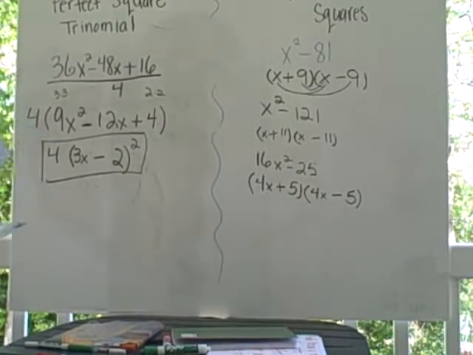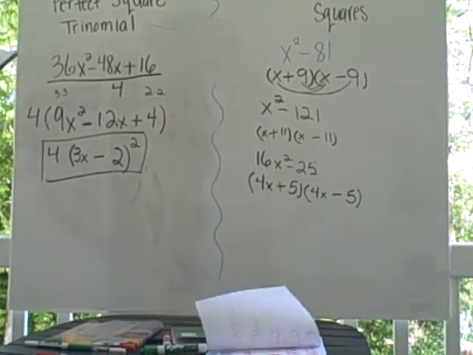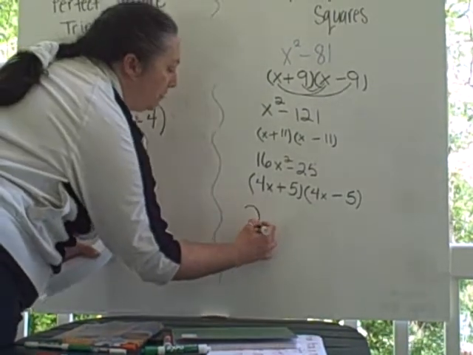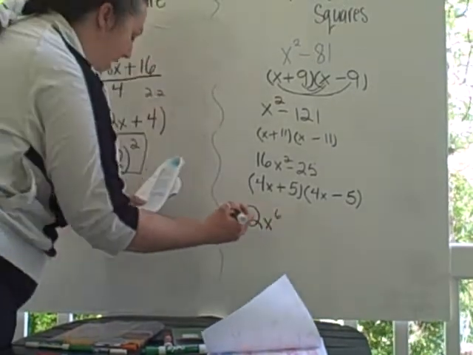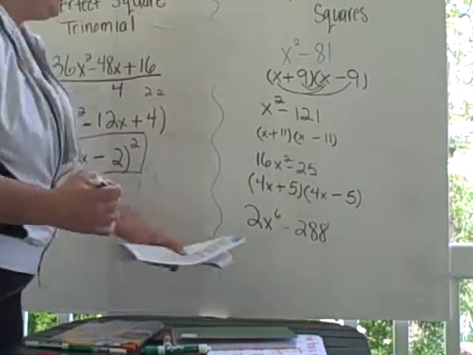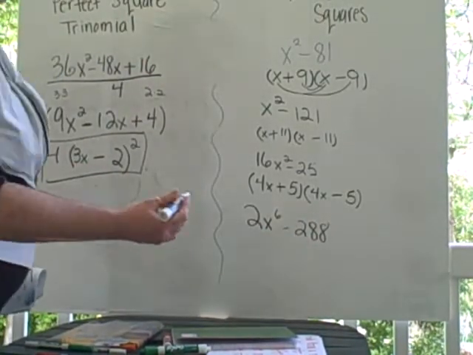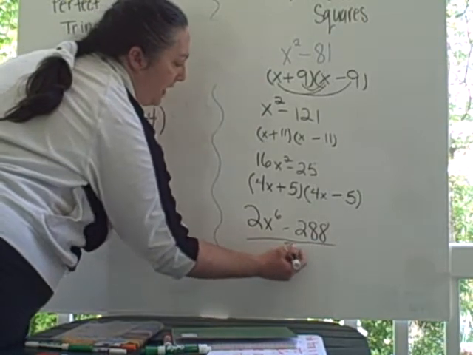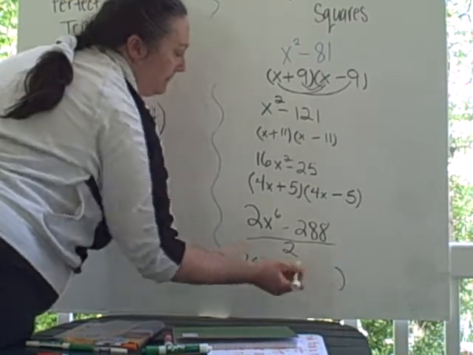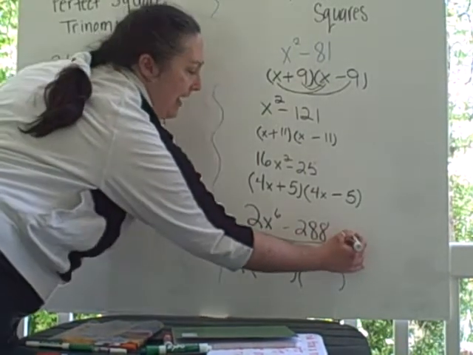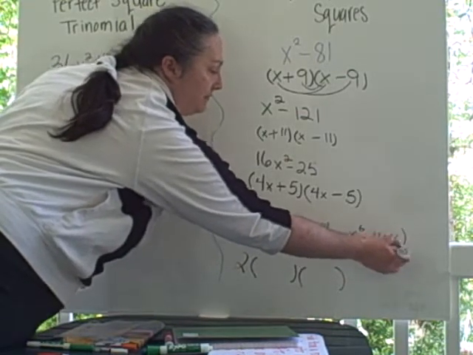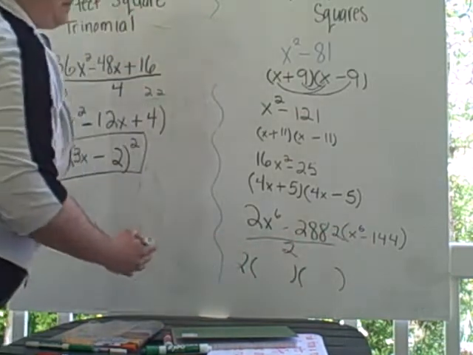Sometimes you're going to get a situation, just like on this example over here, that you're going to have to factor something out first, like this. 2x to the 6th power minus 288. In this example, I would factor out the 2 first by dividing both things by 2. The 2 goes in the front, and then what's left is x to the 6th minus 144. The 2 is sitting in the front there.